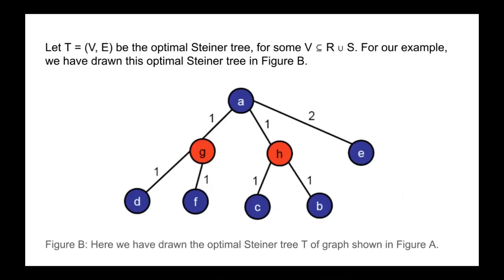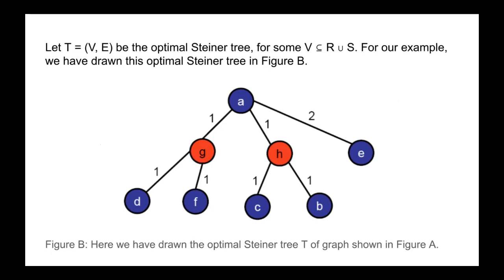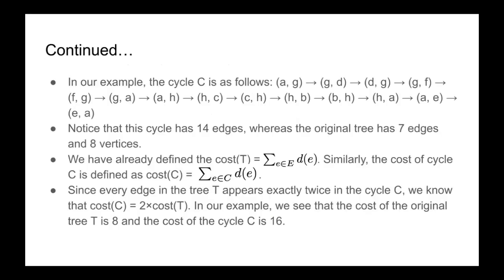So what the proof says is basically we do DFS, because to find the minimum spanning tree, either using Prim's or Kruskal's algorithm. And in our example, the cycle will be as follows: A to G, G to D, then D to G, then G to F, then back F to G, G to A, A to H, H to C, C to H, H to B, B to H, H to A again, then A to E, and then E to A. So always we end at the root node, right? So that's how it's shown: A to G, G to D. That's what we see here.